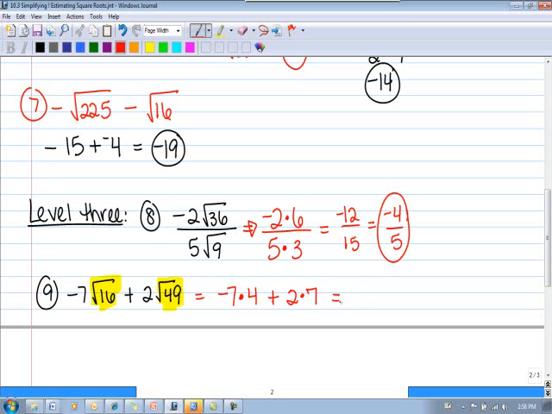And then order of operations says that I multiply before I add or subtract. So I'm going to do negative 7 times 4, which is negative 28, plus 2 times 7, which is 14, and negative 28 plus 14 is negative 14. So negative 14 is my final answer.